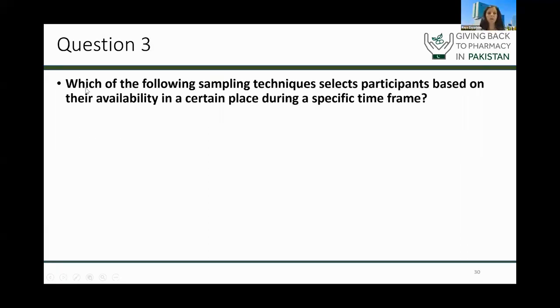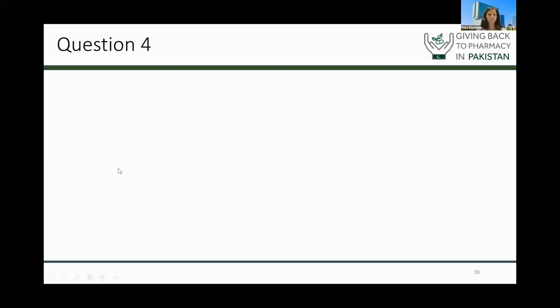Question 3. Which of the following sample techniques selects participants based on their availability in a certain place during a specific time? And I hope this will come to you directly because this is the convenience sample. And if you are not sure why, please go back to the slides where we discussed the sampling designs.